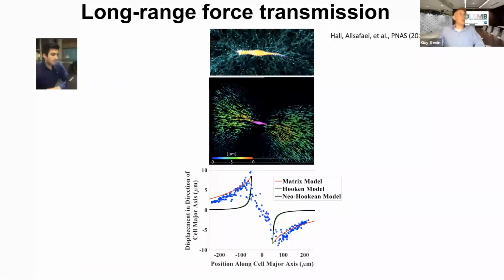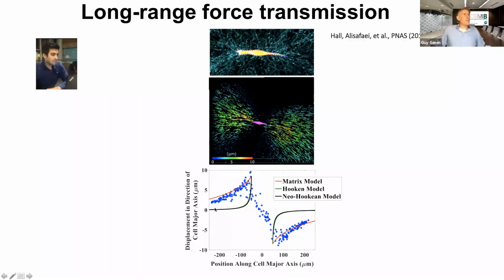This is key to long-range strain transmission. I have several slides of this, and I'm going to show this one. The idea is that if you account for the way that this dominant network forms, you need to account for this to be able to understand how far a cell is able to reach out to its neighbors.